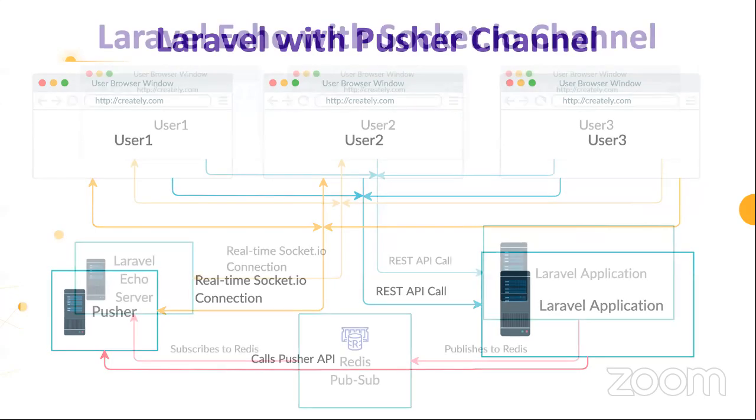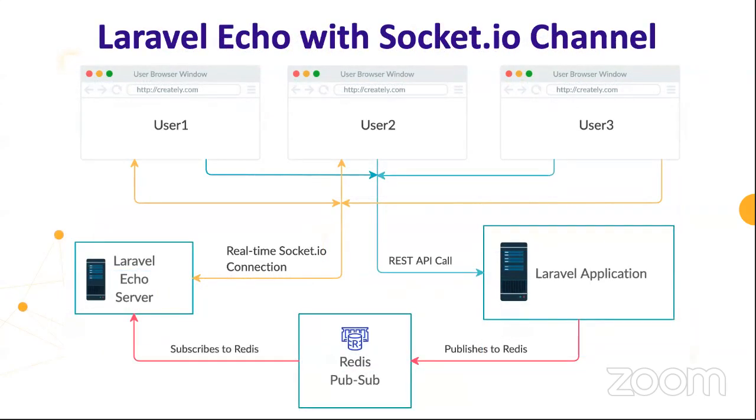Now let's see how it works with socket.io. When we are using socket.io, we need one more component, which is the Laravel Echo server, and you need Redis. There is a concept in Redis called publisher and subscriber. There can be one topic where anyone can publish and subscribers can subscribe, so they will get real-time updates. Here the Laravel application will publish a message to Redis, and our Echo server will be subscribed to Redis. So whatever the Laravel application tells Redis will be passed on to the Echo server.